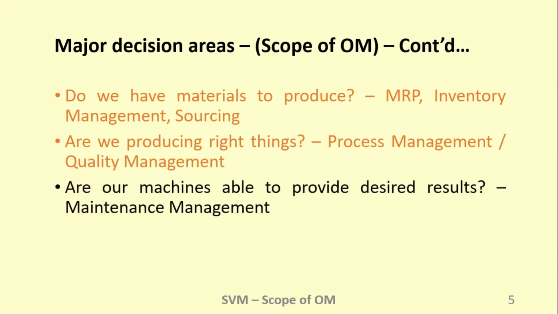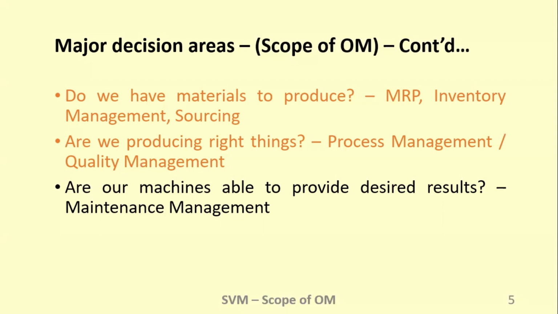Are our machines able to provide desired results? So here you have your maintenance management where you may do certain preventive maintenance activity, or you may do a breakdown maintenance activity, or you may think about doing a predictive maintenance activity. Briefly, when you say breakdown maintenance, it is about something is already stuck, your machine is not performing, so it is under breakdown. So you may have to do a repair work. That is about breakdown maintenance. After a machine has failed, you are doing a repair work so that the machine can again restart functioning.